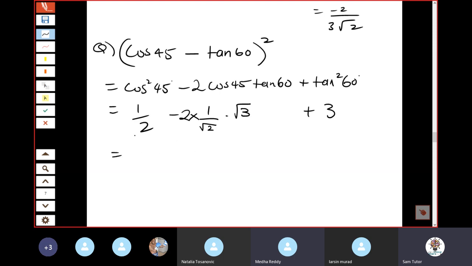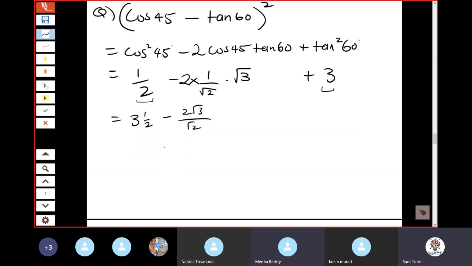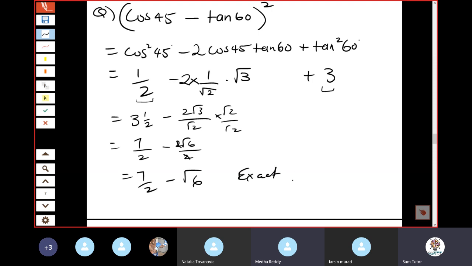Next one. A half plus 3 is 3.5. So 3.5, minus 2 root 3 on root 2. 3.5, we just write it as 7 over 2. And because we're here, I like to rationalize this root 2 as well this time. Minus 2 root 6 on 2. 2 and 2 cancel. The answer is 7 on 2 minus root 6, an exact value.